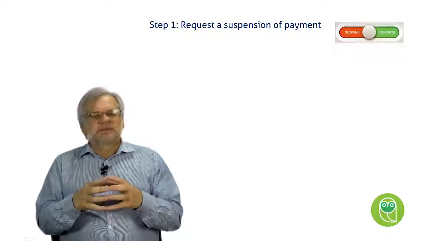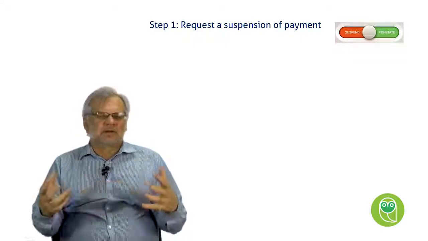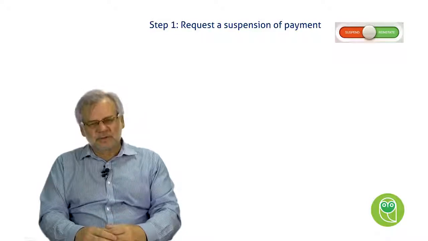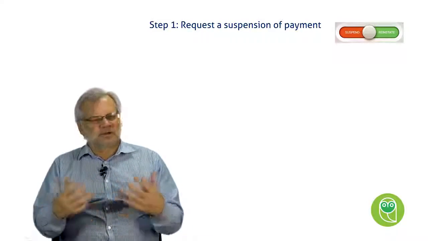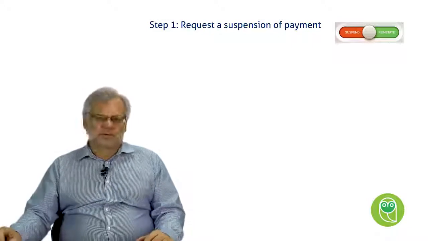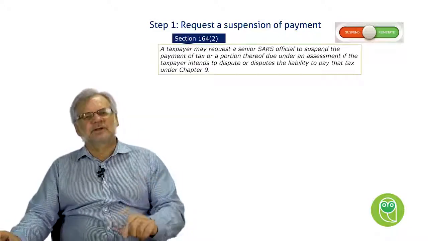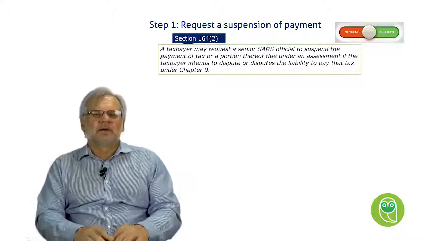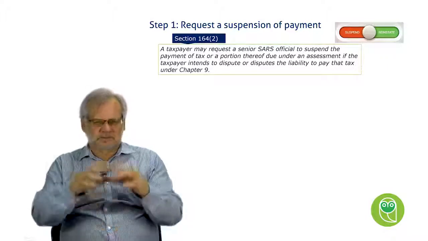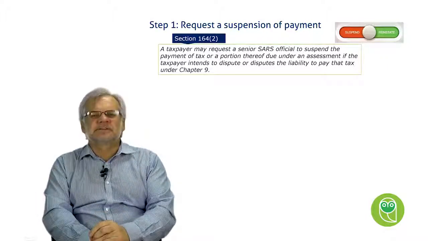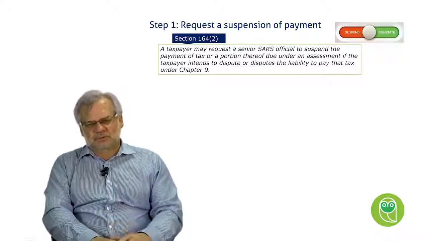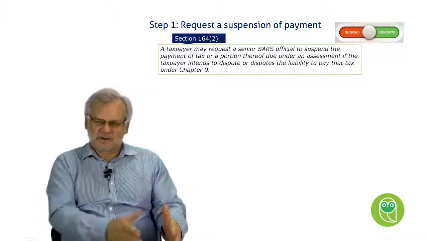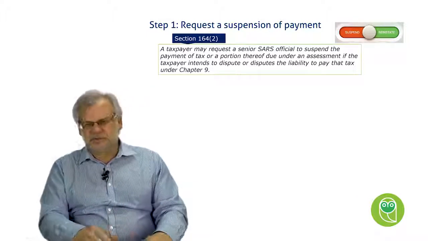If that R1 million is where you really should owe them nothing more than 300 or 400 rand, you can't force the taxpayer to make payment if it's absolutely absurd, right? So therefore the act allows for the taxpayer to request SARS, and now the request is directed at the senior SARS official, to suspend payment of tax or a portion thereof. So you say, look, I've got this R1 million account, I owe you 300 rand, I'll pay you 300 rand, but let's dispute the rest.